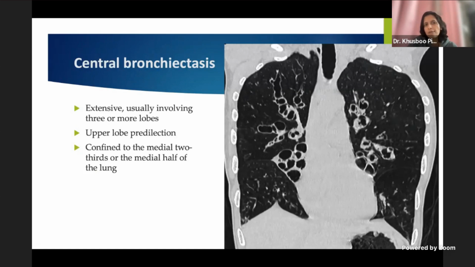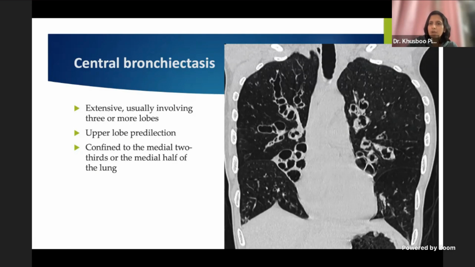When you talk of central bronchiectasis, there is a specific type of bronchiectasis which is specific for ABPA, which is the central bronchiectasis. What is central bronchiectasis? You see the central involvement, which means that the medial two-thirds or the medial half of the lung is involved more than the peripheral. When you see this entire bronchiectasis is confined towards the hila, the periphery is spared. When you see such tubular bronchiectasis emanating from the hila, this is central bronchiectasis.